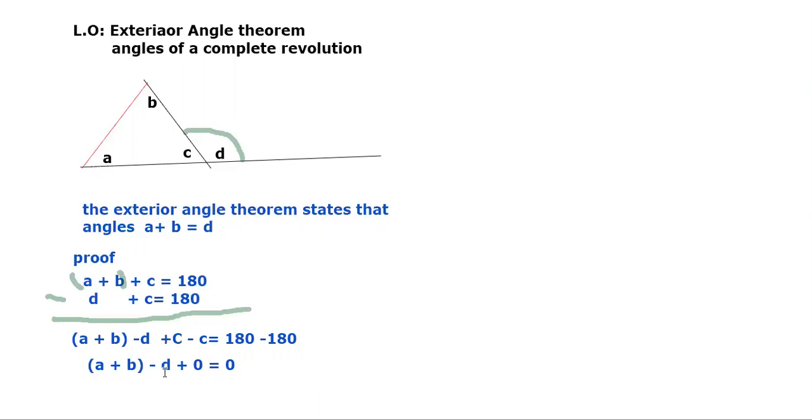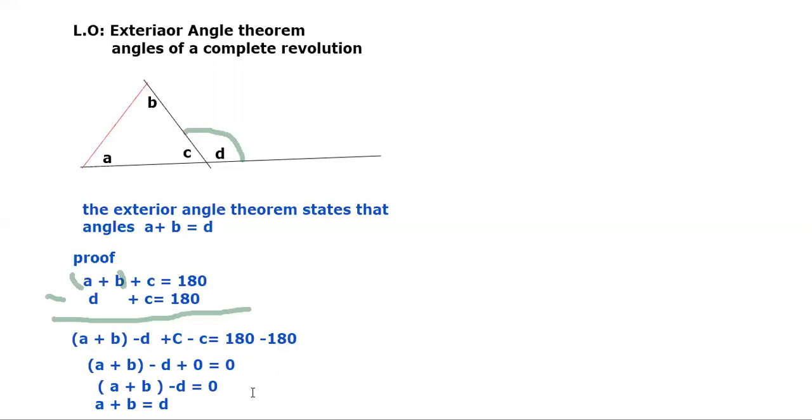Okay, so what happens next? This becomes A plus, I'm forgetting the bracket, (A plus B) into bracket minus D is actually equal to 0. Okay, what does this tell you? This tells you that A plus B is equal to D.